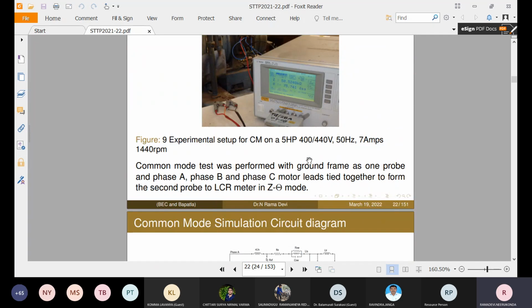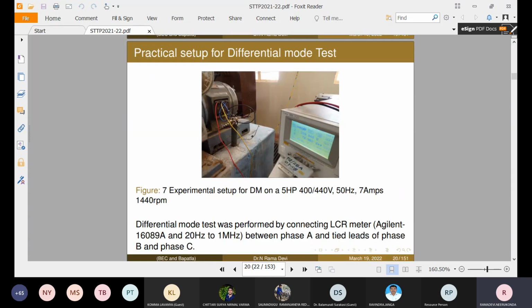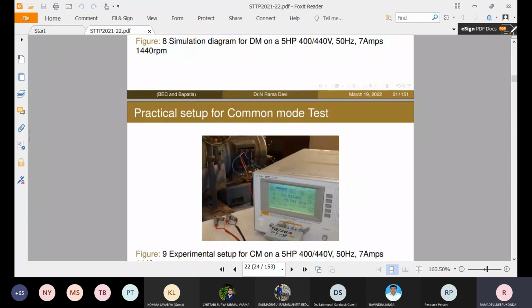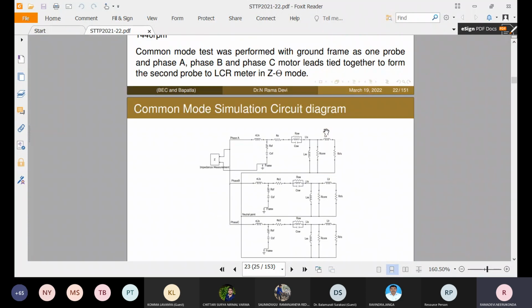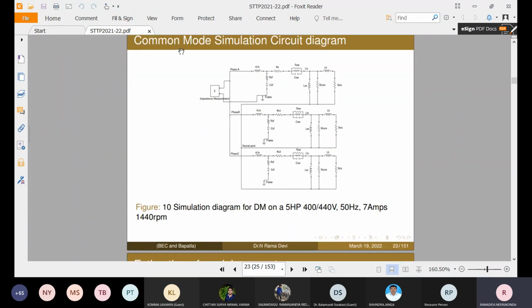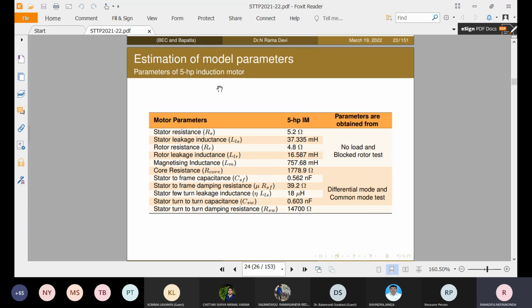So these two tests give us the values of parameters which are additional to the lumped parameters, that is RSW, CSW, CSF and RSF. Those values are obtained by conducting the common mode test and differential mode test. This is the simulation diagram for the common mode test. These are the estimated parameters corresponding to the no load, blocked rotor test, differential mode and common mode test.